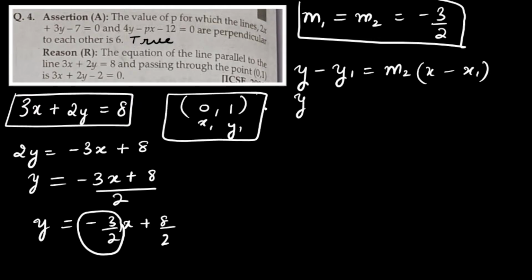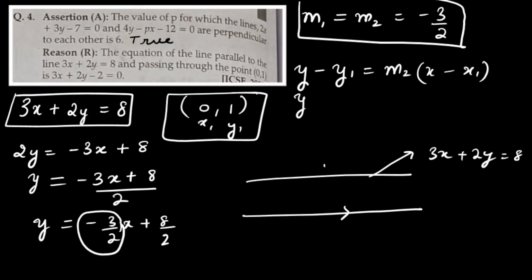We are finding the equation of that particular line which is parallel. Suppose this is the line. This line is 3x plus 2y is equals to 8. We are finding the equation of that line which is parallel to this given line AB. This slope is m1 and it is passing through this point, 0 comma 1. So basically we are finding the equation of this line.